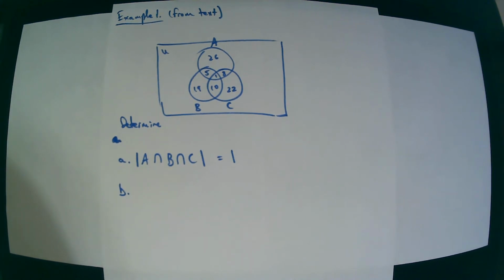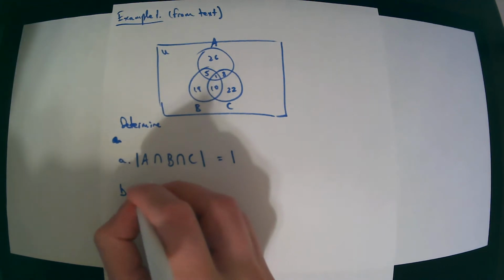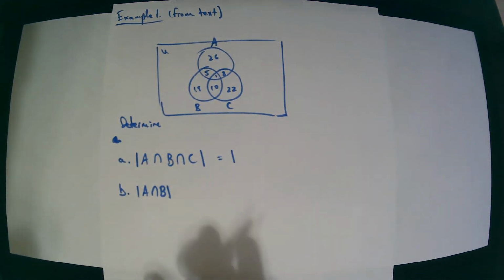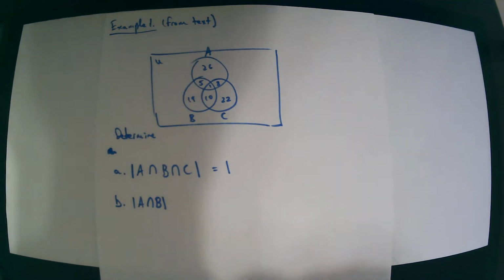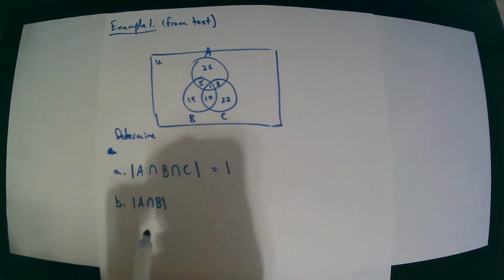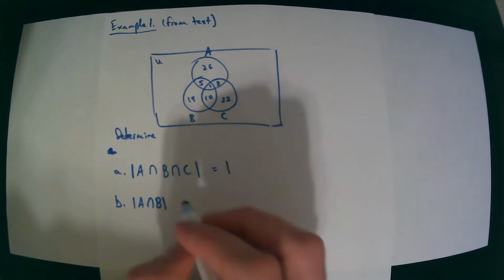Let me pull my notes up here. Okay, yes. In the text, they only give these first two, but in my lecture notes for this section, I give a few more for practice. Okay, what is the size of the intersection of A and B?